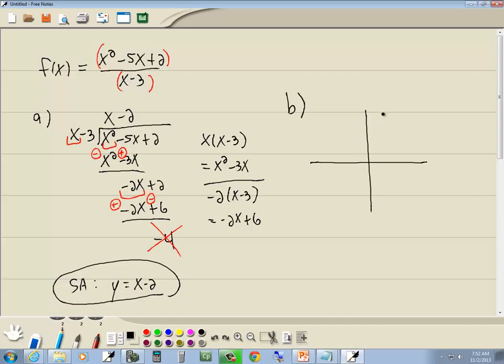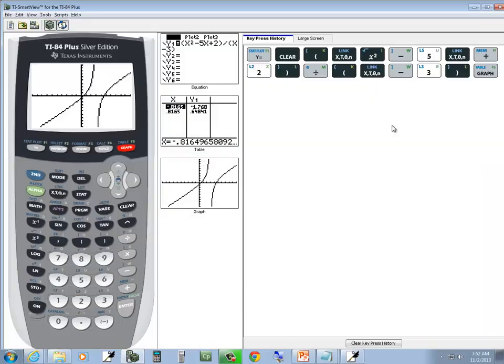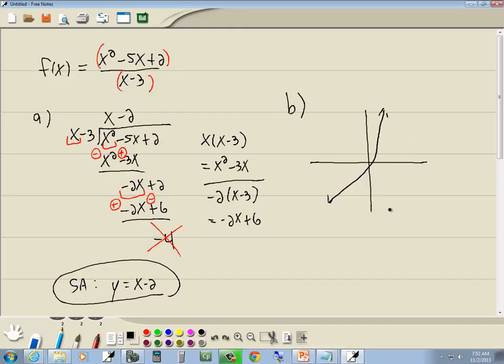And let's see how close I can get to actually looking like that. That's as close as I'm going to get. So those are our answers.